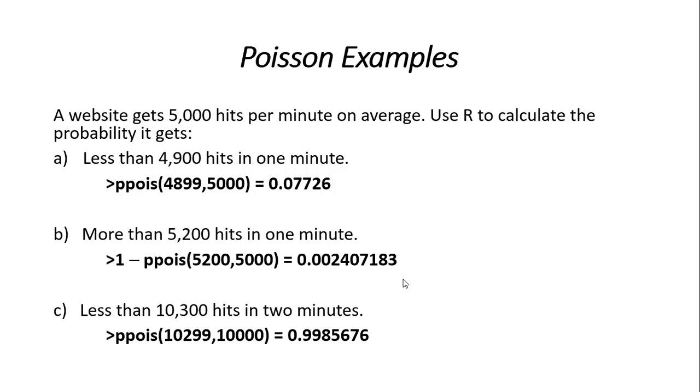Okay, and one more example here. If we wanted the probability of less than 10,300 hits in 2 minutes, now we have to adjust our average. We were given 5,000 hits per minute on average. So in 2 minutes, we would expect 10,000 hits. So now I adjust this parameter here to 10,000. Less than 10,300, so our X value would be 10,299. We have ppois, and this probability works out to 0.9985676.